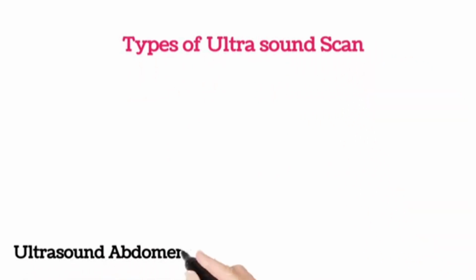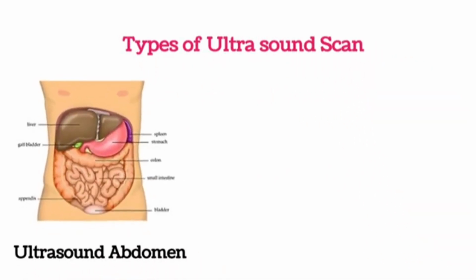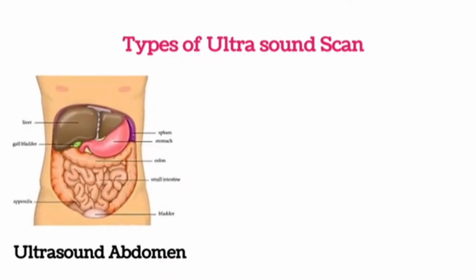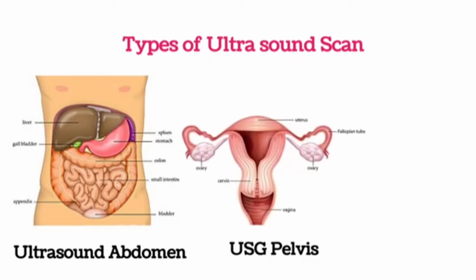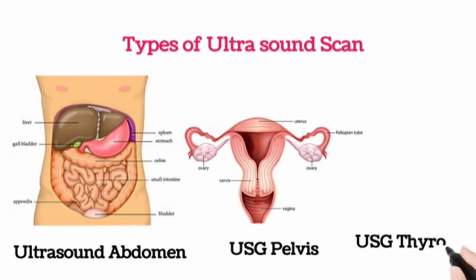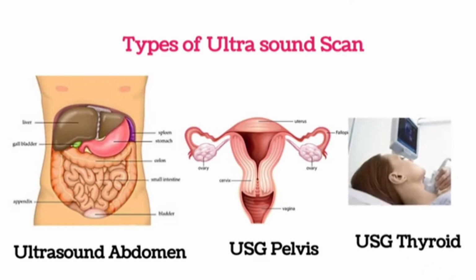It is used to evaluate the liver, gallbladder, pancreas, kidneys and spleen. Whereas USG pelvis is used to evaluate the female and male reproductive organs like uterus and ovary, and the urinary system like urinary bladder. Whereas USG thyroid is used to evaluate the thyroid gland.